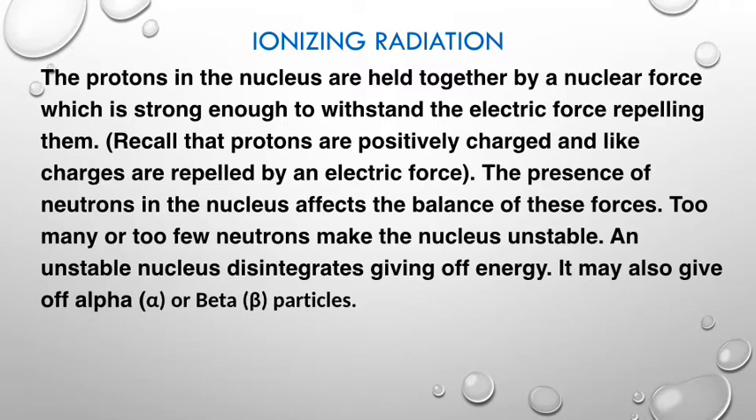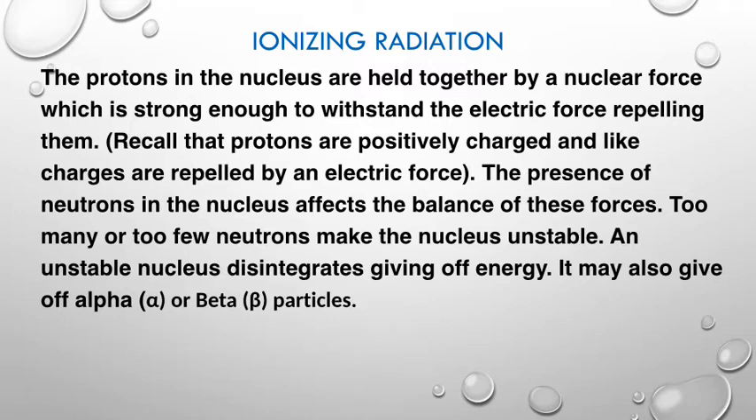From that lesson, we already saw that the nucleus has the protons and the neutrons in it. We also saw that the protons in the nucleus are held together by a nuclear force, which is strong enough to withstand the electric force repelling them. We know that protons are positively charged, and according to the law of charges, things with the same charge are supposed to repel each other. But for some reason, protons do not repel themselves in the nucleus. That reason is that there is a higher nuclear force that is able to hold the protons together, and that nuclear force overpowers the electric force that should have repelled them.